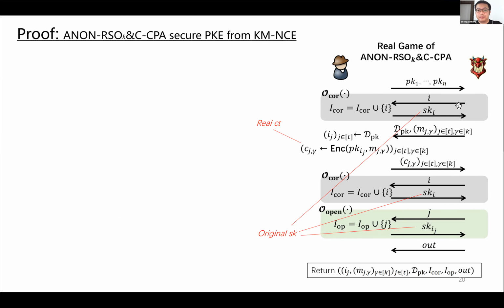This is the real game of anonymous SO-K and C CPA security. Note that here, all the challenge ciphertexts are real ciphertexts because they are all generated with the encryption algorithm. And all the secret keys and all the returned secret keys via the oracle queries are the original secret keys.